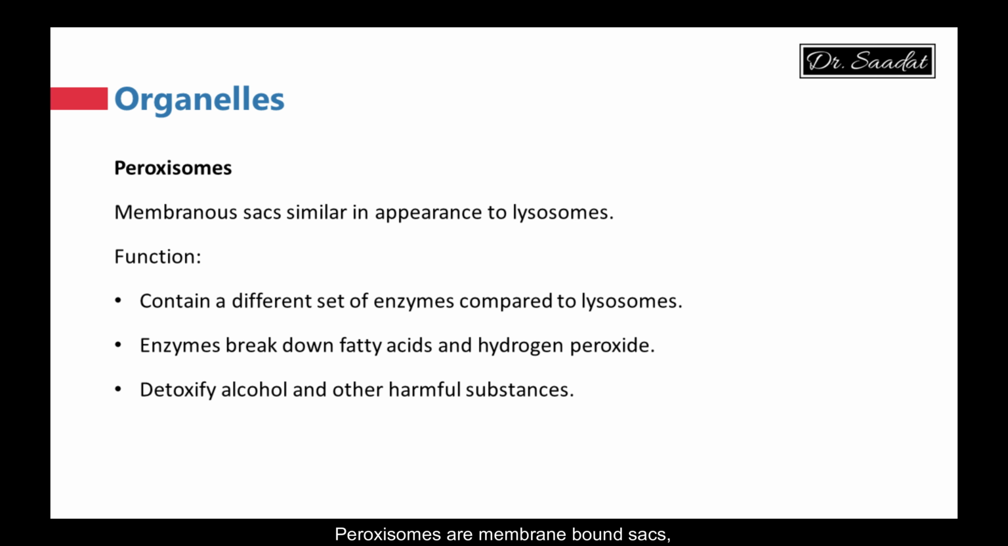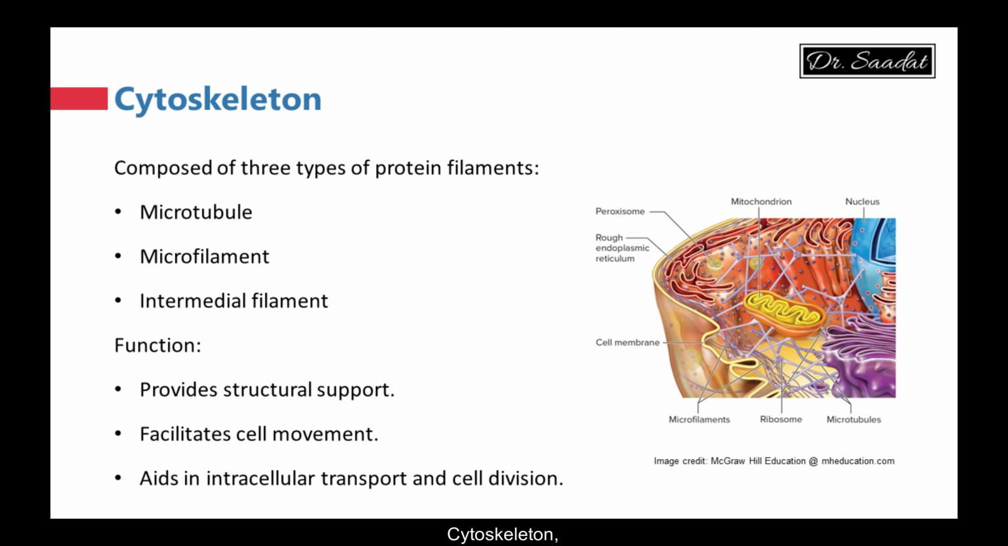Peroxisomes. Peroxisomes are membrane-bound sacs similar to lysosomes found in the cytoplasm, but they have a completely different function within the cell. Peroxisomes contain unique enzymes involved in various metabolic processes, including fatty acid breakdown, which is essential for energy production, and alcohol detoxification.